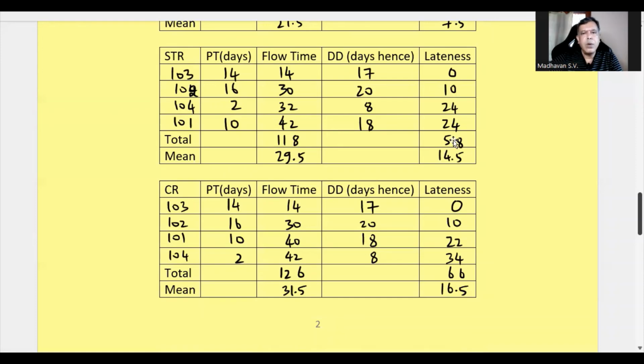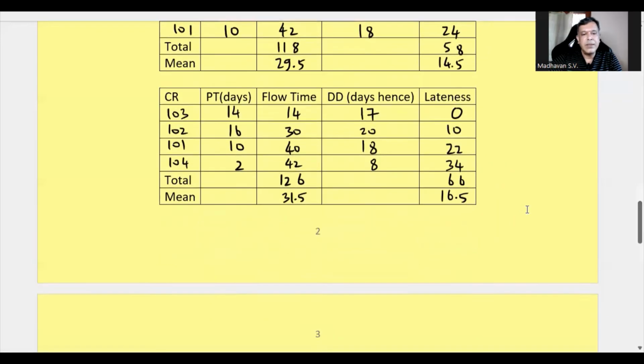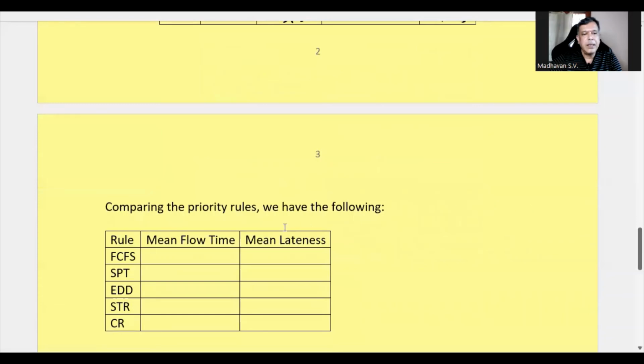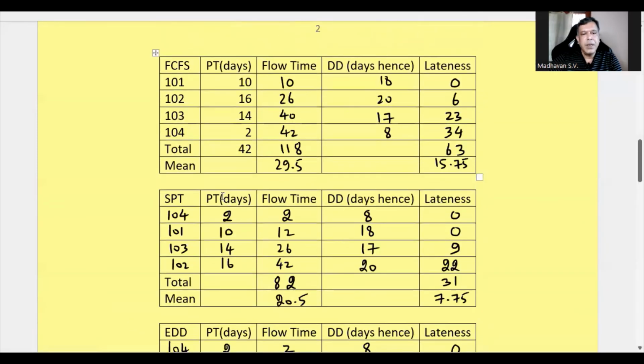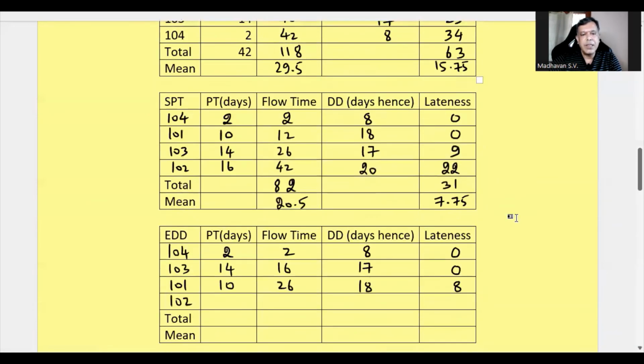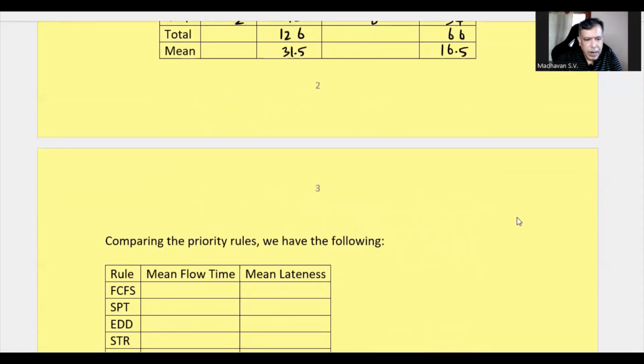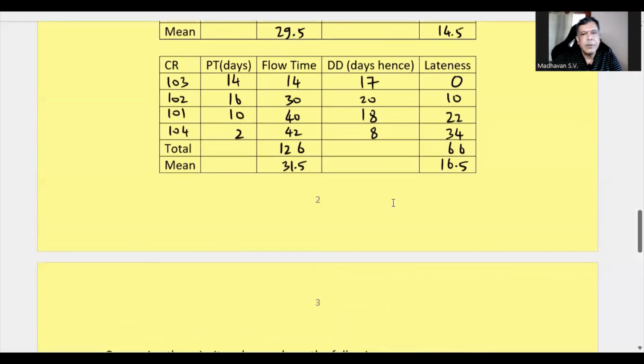So now we worked out the mean flow time and mean lateness for each of the priority rules. Now let us summarize this. So by comparing the priority rules, we have the following. First of all, FCFS. The mean flow time is 29.5 and 15.75 is the mean lateness. This is of FCFS.